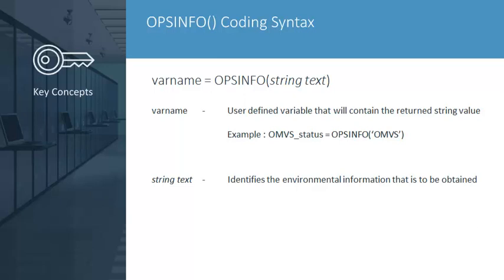The string text that is specified within the OPSINFO function identifies the specific environmental information that is to be returned. Using this previous example, OMVS is the string text argument of this OPSINFO function call. Currently, there are approximately 100 OPSINFO requests that can be invoked. A complete list of these available requests can be found in the documentation link mentioned at the end of this video. Let's now take a quick look at some commonly used OPSINFO functions that can be utilized within effective automation.